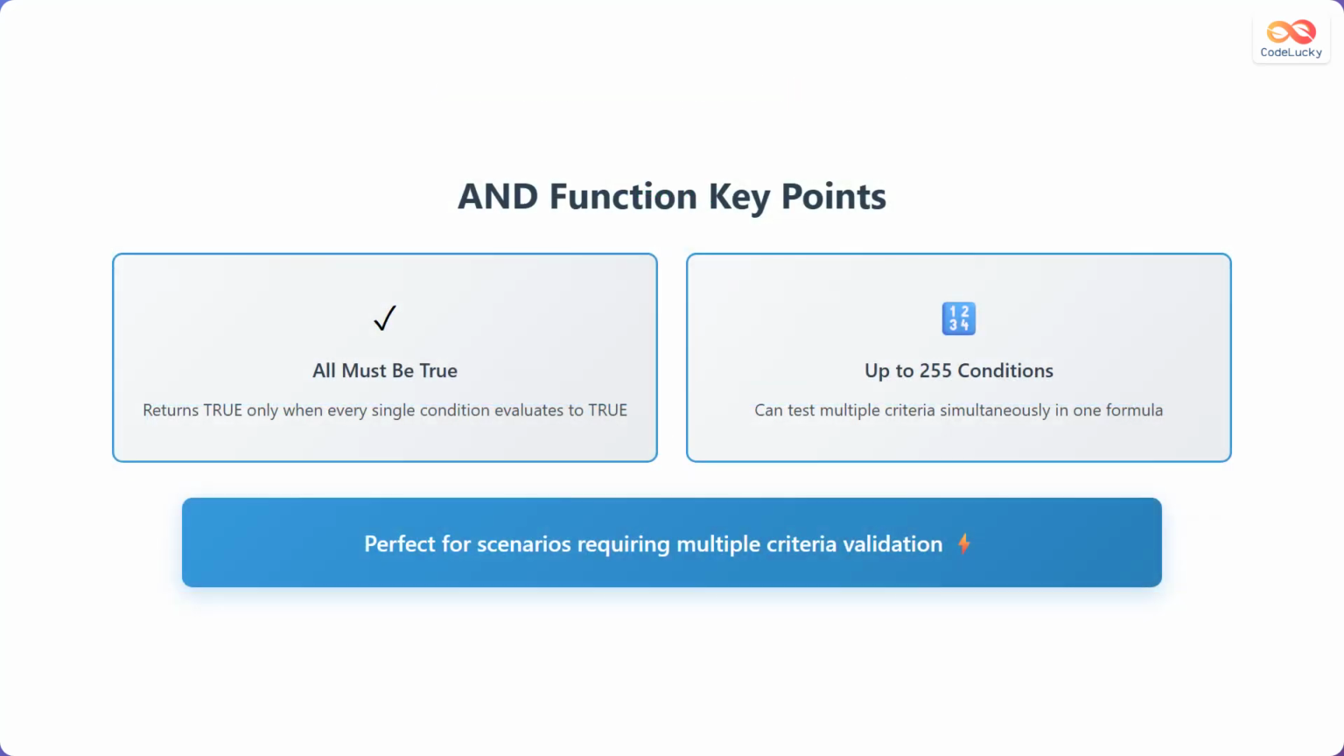Here are the key points to remember about the AND function. First, all conditions must be true, meaning the AND function returns true only when every single condition evaluates to true. Second, the AND function can test up to 255 conditions, allowing you to test multiple criteria simultaneously in one formula. The AND function is perfect for scenarios requiring multiple criteria validation.